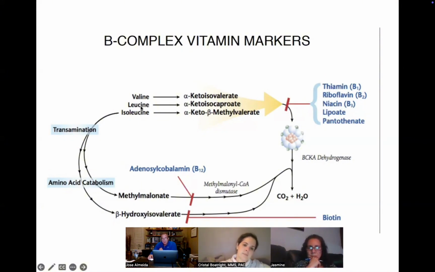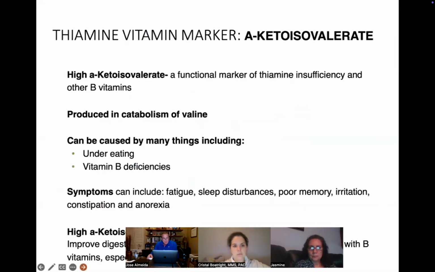Here are your branch chain amino acids. They need to be converted for whatever reason. These are their keto acids, organic acids that we're measuring in the urine. So it's not a direct measurement of a valine problem. That would have to be in the plasma with an amino acid test. We're measuring in the urine with an organic acid test. You could measure in the plasma with an amino acid test, but this is the basis of the organic acid test in the urine.